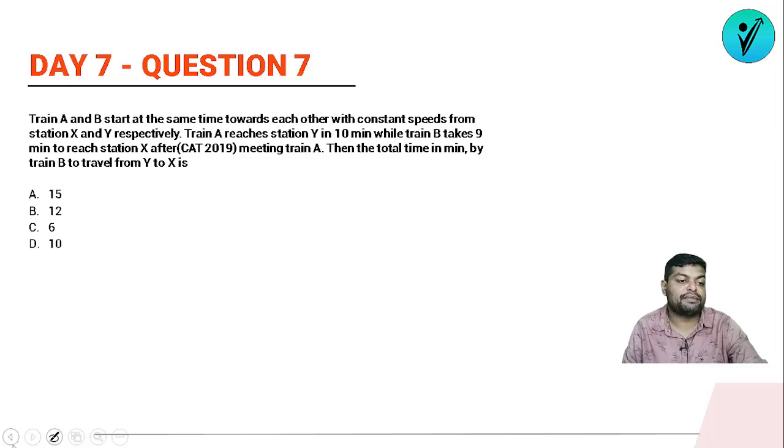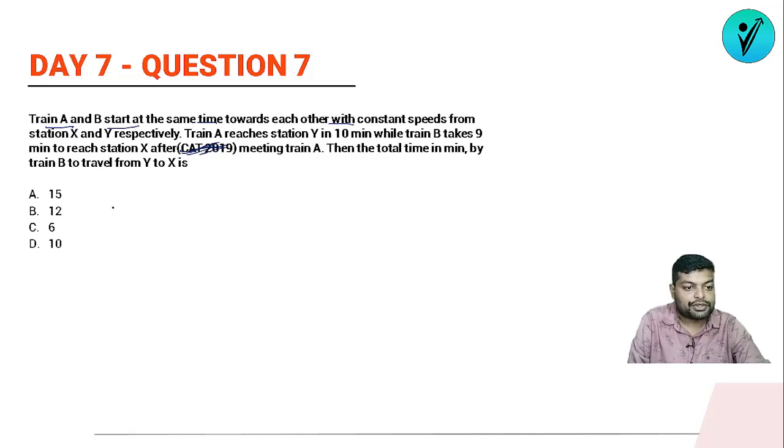So the question is from the chapter of time, speed and distance. Alright, so what is this question? Trains A and B start at the same time towards each other with constant speed from X and Y respectively. So we have been given two trains.